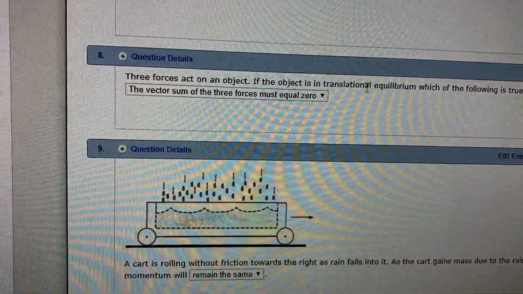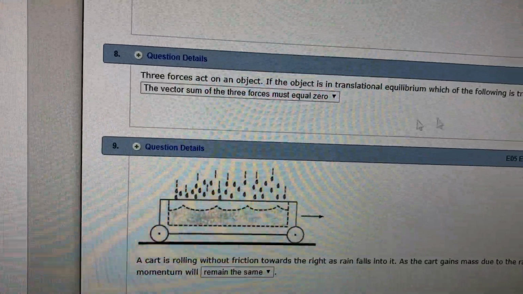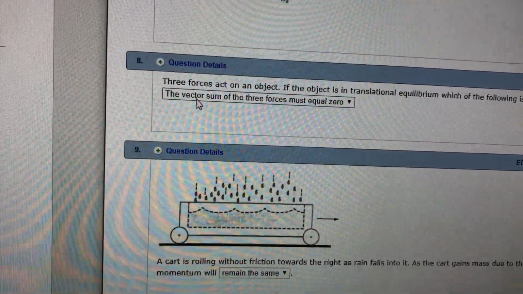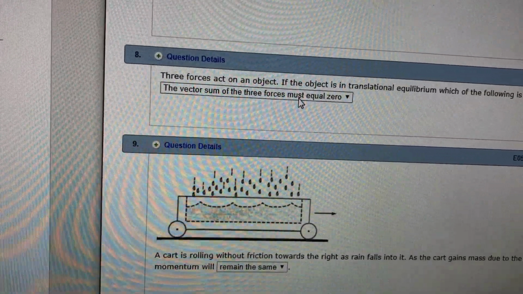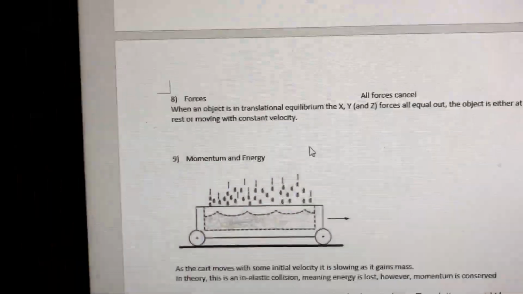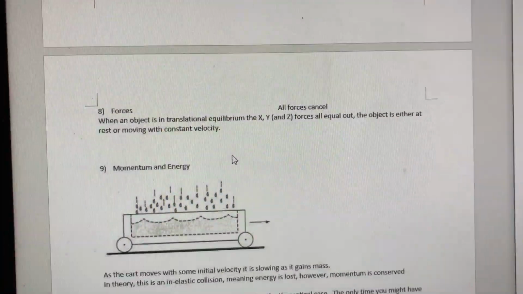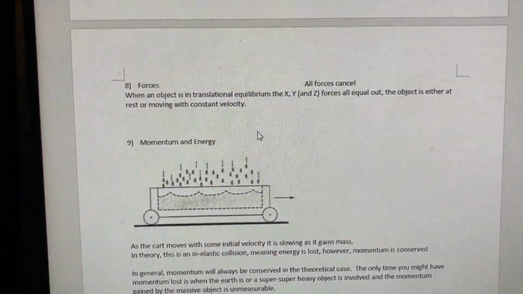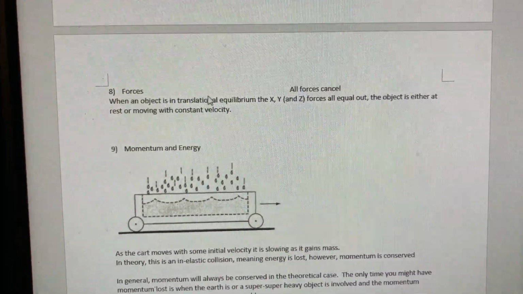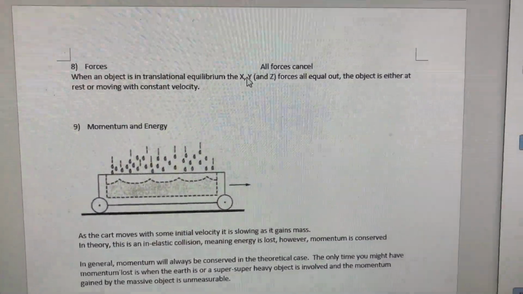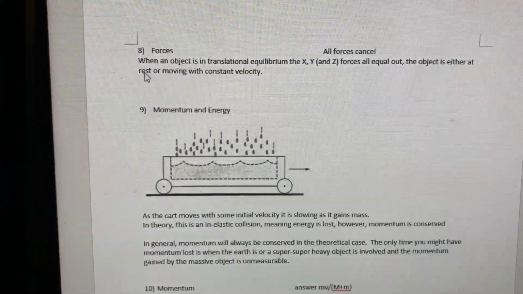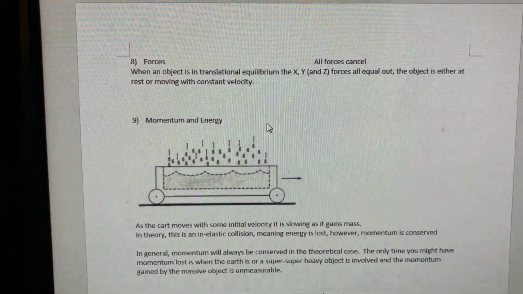Doubling back to 8, 3 forces act on an object. If the object is in transitional equilibrium, which of the following is true? Well, if it's in equilibrium, then the vector sum of all 3 forces must equal 0. So in this class, we don't do much in the z direction, but the z direction does exist. When an object is in transitional equilibrium, that means the x and y and z forces all equal out. The object is either at rest or moving with constant velocity.